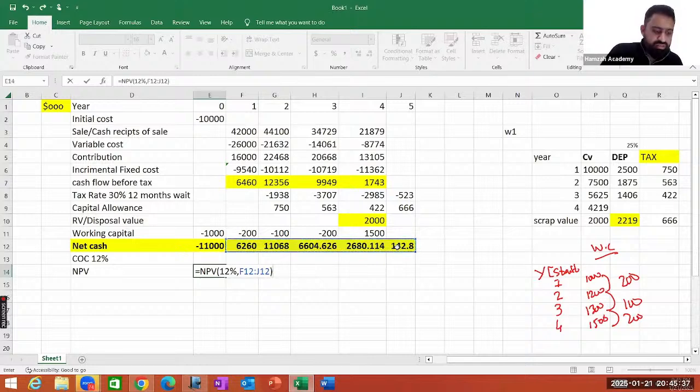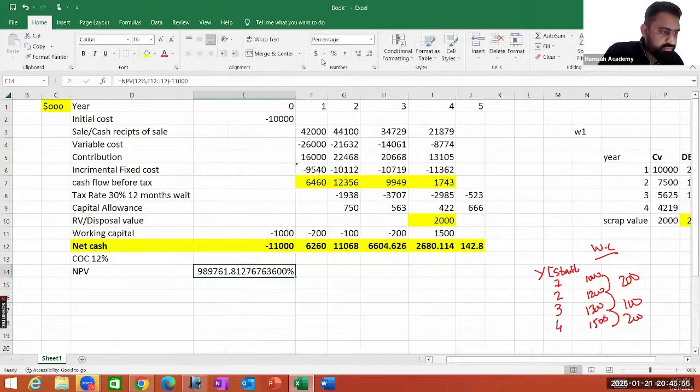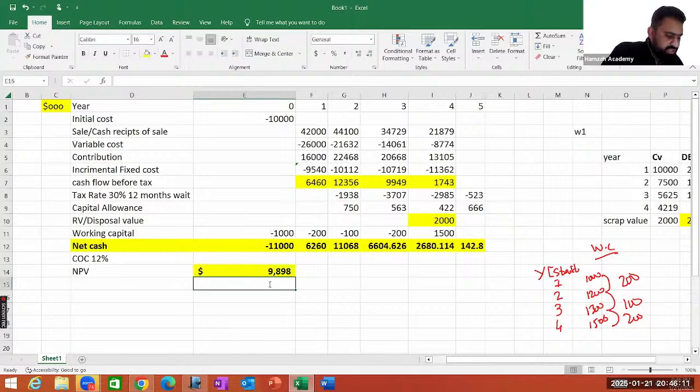Close the bracket and minus the initial investment, which is 11,000, and you have a net present value of 9,897, and it's a positive net present value. So our decision would be that we should select this project.